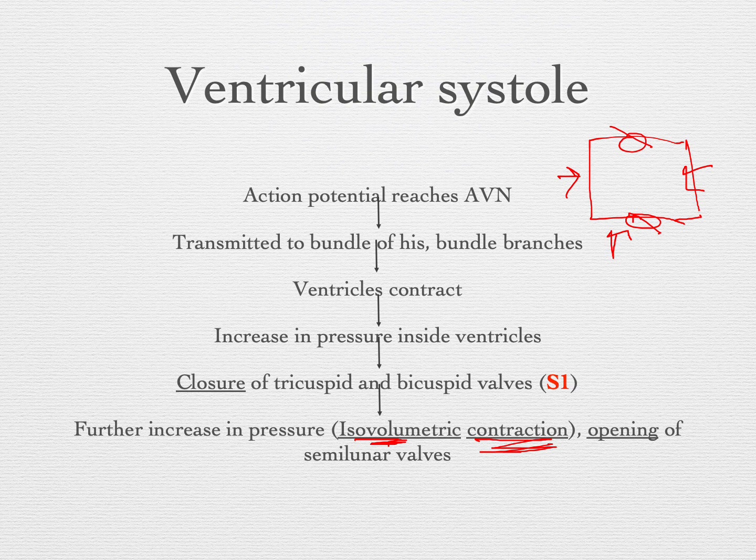Finally, during all this while, the pressure inside the ventricles continues to build, and finally it reaches a point where the pressure inside the ventricles is greater than that of the pulmonary artery or the aorta. This will lead to the opening of the semilunar valves, facilitating the movement of blood from a region of higher pressure to a region of lower pressure.